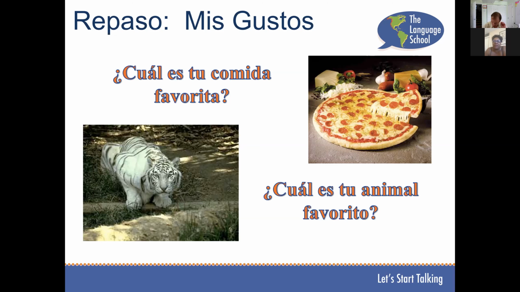Interesting. Okay. Mi comida favorita es americana. Muy bien. ¿Cuál es tu animal favorito? Mi animal favorita es tigre. Sí. Is it really? Are you just saying that because of... No, I do like big cats, but okay. Can I say, what is that? How do I say big cats? Los gatos grandes. Los gatos grandes.